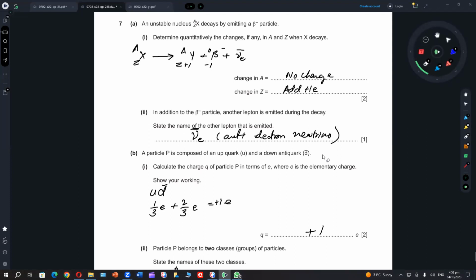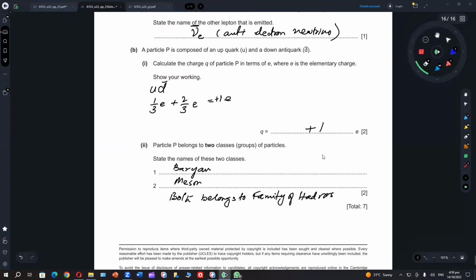The particle P is composed of an up quark and a down quark. Calculate the charge Q of particle P. This is a memory question because you have to remember that the particle consists of an up quark and a down quark. So you remember that table which I shared, and you put that U is equal to 2 upon 3 E and D is equal to minus 1 upon 3 E. Particle P belongs to two classes. Name of these two classes: baryon and meson.